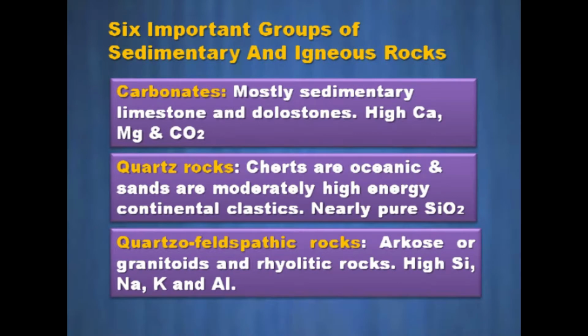Fourth, carbonates or calcareous rocks, mostly sedimentary limestone and dolostone, high in calcium, magnesium and CO2. Fifth, quartz rock. Cherts are oceanic and sands are moderately high energy continental clastic, nearly pure SiO2. Sixth, quartzo-feldspathic rocks, arkose or granitoids and rhyolite rocks, high in Si, Na, K and Al.